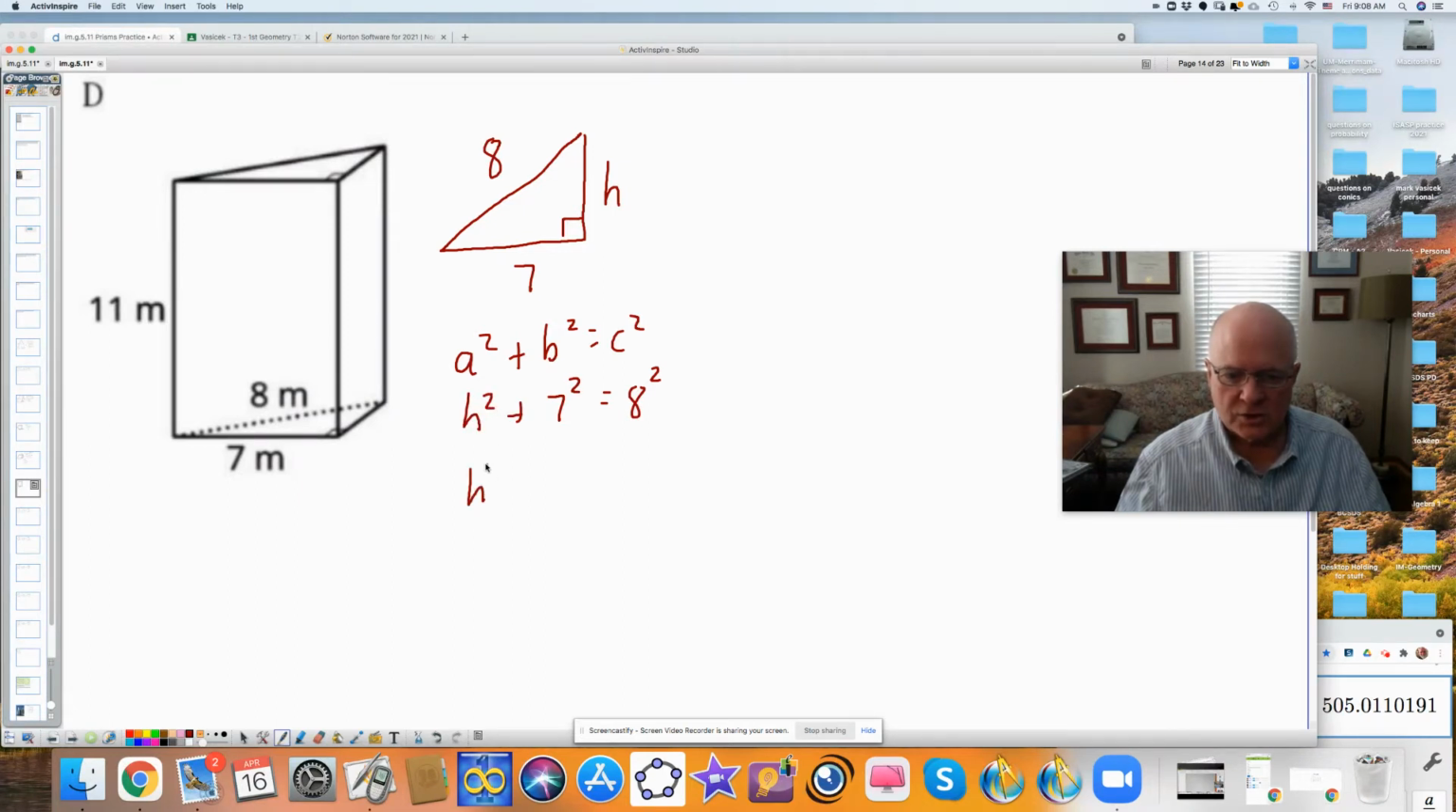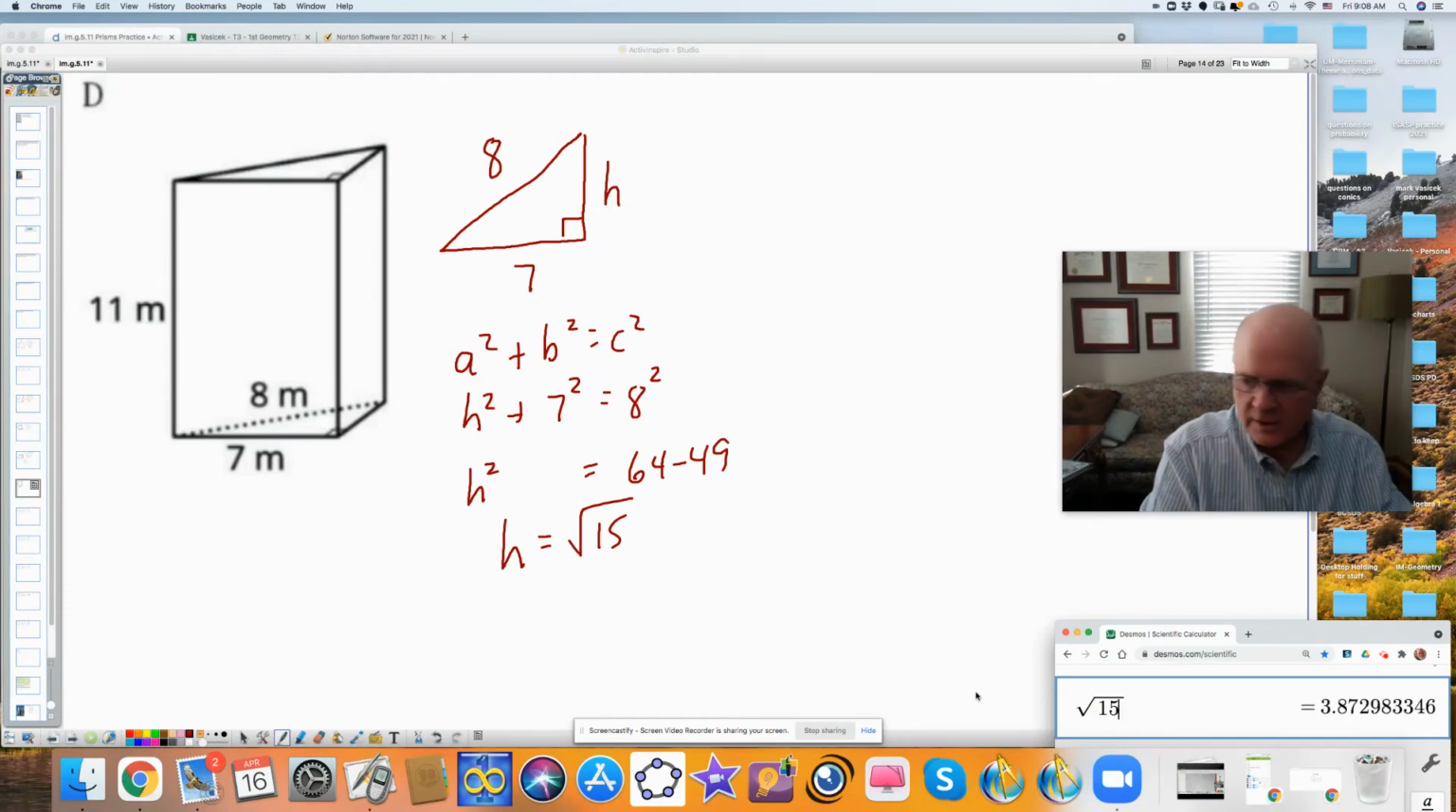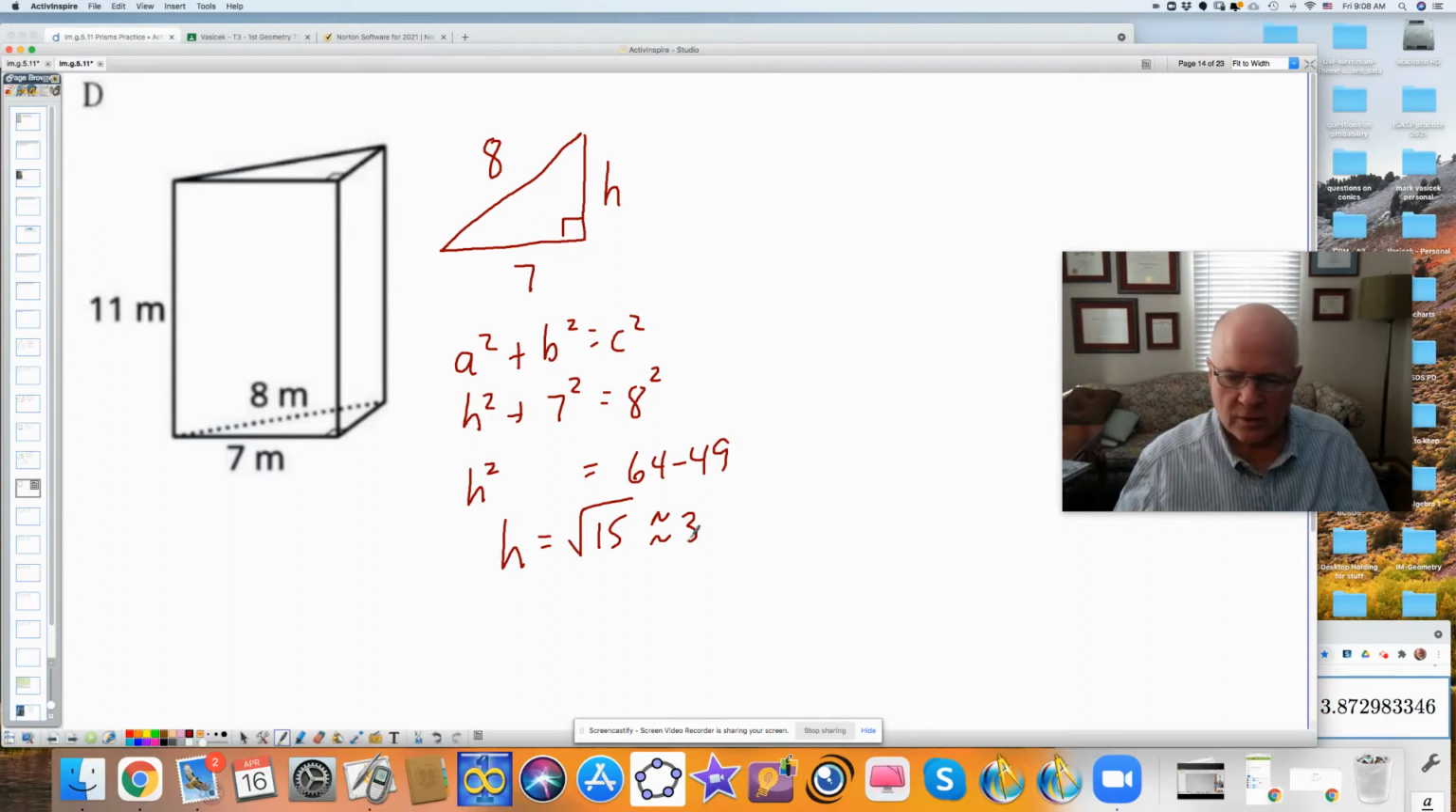So my h squared is equal to 64 minus 49, which is 15. So h is equal to the square root of 15, which is about, let's see, how much is that? The square root of 15 is 3.87. So this is approximately 3.87. Now we can find the volume of the prism, which is the area of the base times the height.